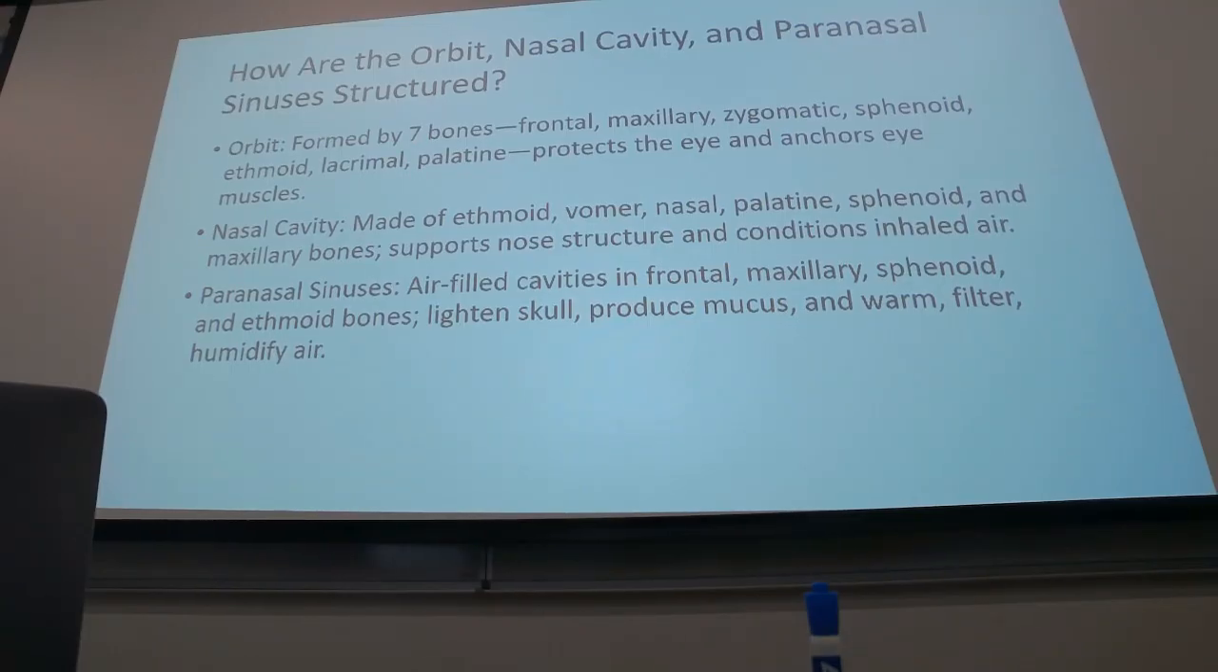And the function of the orbit is to protect the eye and anchor the eye muscles so that we can move our eyes in the directions that we need to move them.